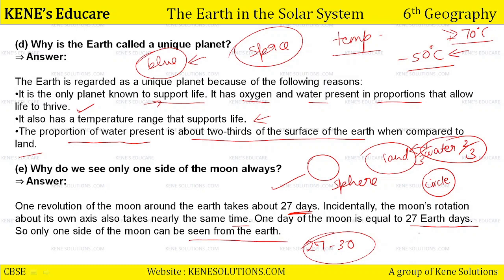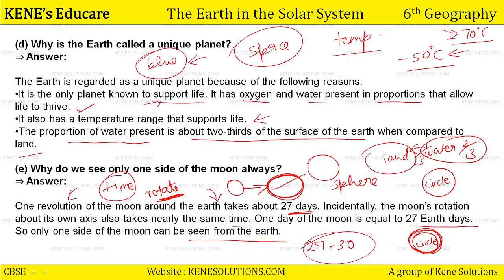ठीक है, हमेशा हमें सिर्फ एक पार्ट ऑफ, एक साइड ऑफ मून ही दिखता है, एक सर्कल के फॉर्म में दिखता है, कभी वो स्फीयर के फॉर्म में हमें दिखा ही नहीं, क्योंकि अर्थ के अराउंड जब वो रिवॉल्व करता है और जब वो अपनी एक्सिस पे रोटेट करता है, दोनों का टाइम सेम है, दोनों को ही कंप्लीट करने में 27 डेज लगते हैं. इसलिए हमेशा अर्थ मून का किसी एक पोर्शन को ही फेस कर पाता है.